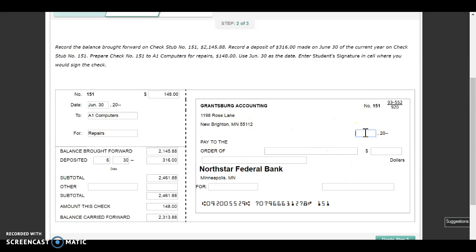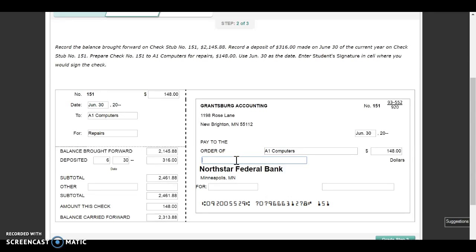Okay, then the next thing that we'll do is we're going to move over to our check and we're going to actually fill in our check. Now, this information we're just going to take from our check stub. The date is June 30th. We're writing this check to A1 Computers. We're writing it for $148. Make sure that you put the cents in there, .00.